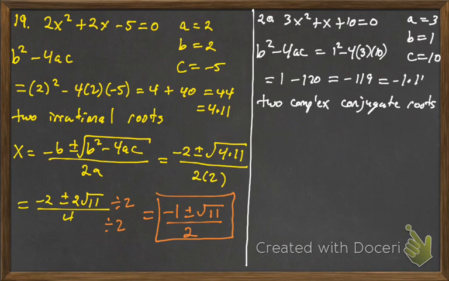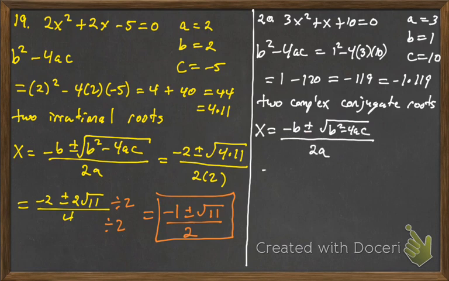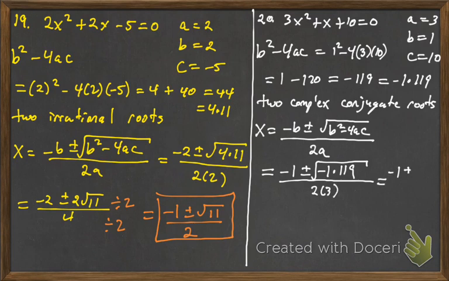And we'll write that as negative 1 times 119 just to help us with the quadratic formula. All right, so x is equal to negative b plus or minus square root b squared minus 4ac all over 2a. So negative 1 plus or minus square root of negative 1 times 119 all over 2 times 3. Negative 1 plus or minus square root of negative 1 is i, and then root 119 all over 6, and that's about it.